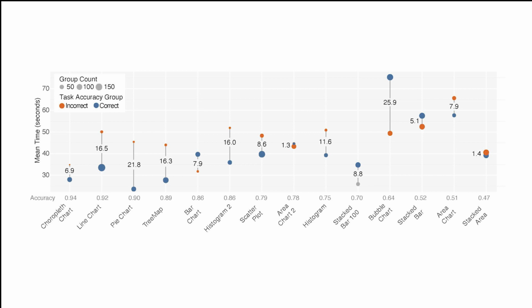There are a few exceptions to this trend, mostly within the more challenging charts, where the slower participants were those who answered correctly. A particularly egregious example of this is the bubble chart, where participants who got the task correct took an average 25 seconds longer. We hypothesized that this is because participants who answered the question correctly took the time to analyze all visual channels and decode the correct one.